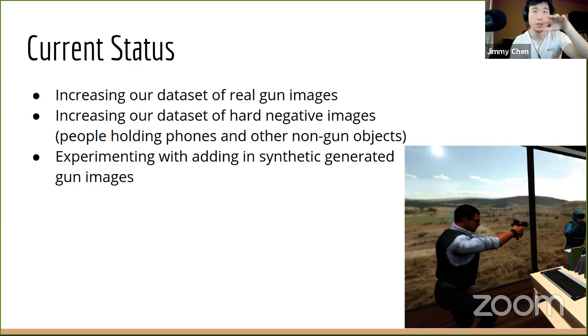But basically, we're also experimenting with adding synthetic generated gun images, because there are a lot of advantages with computer simulated gun images that are based off of 3D models. You can control the textures on the guns, the lighting, the angle, the different poses, the orientation of the hand to the gun. Basically, you control a lot of aspects and you can quickly generate a massive data set. So we're working to incorporate that in our training as well.